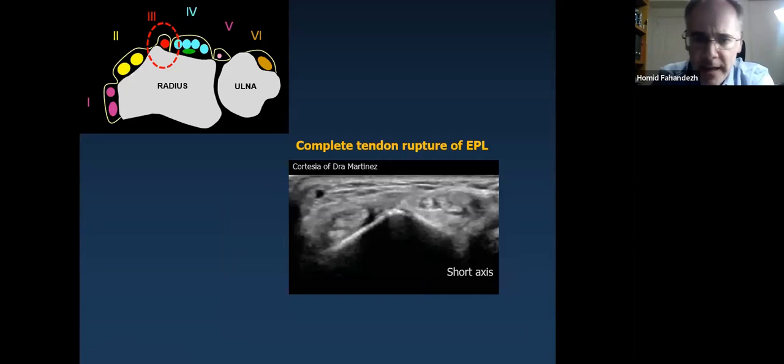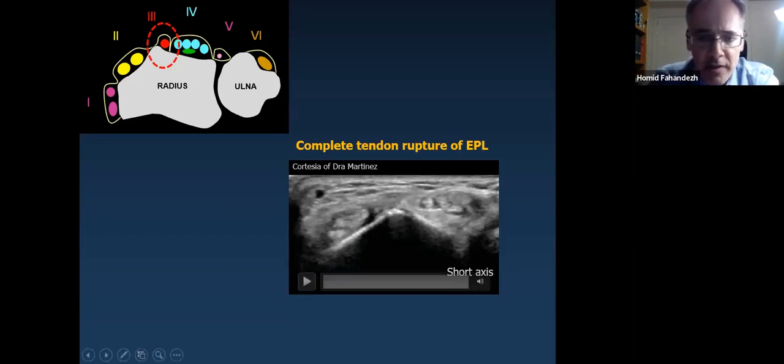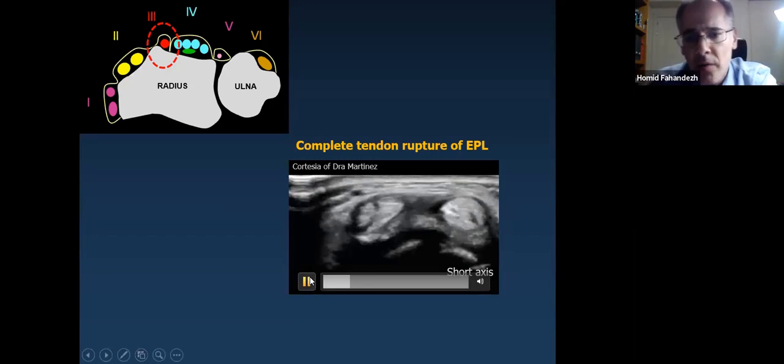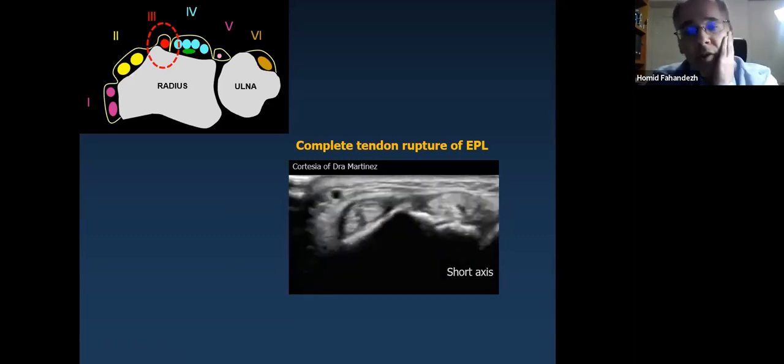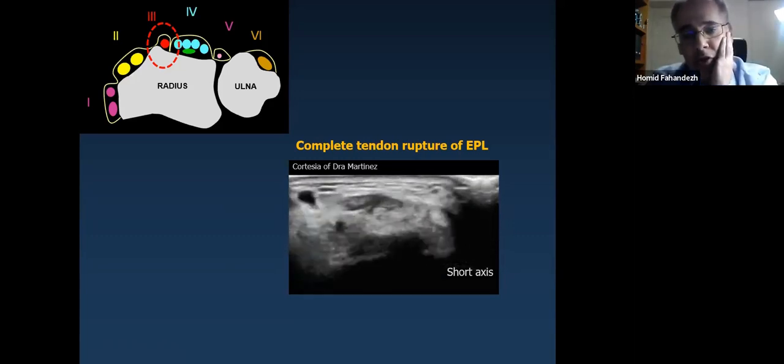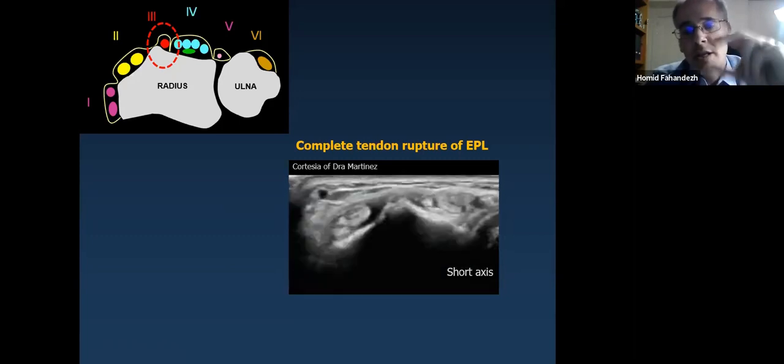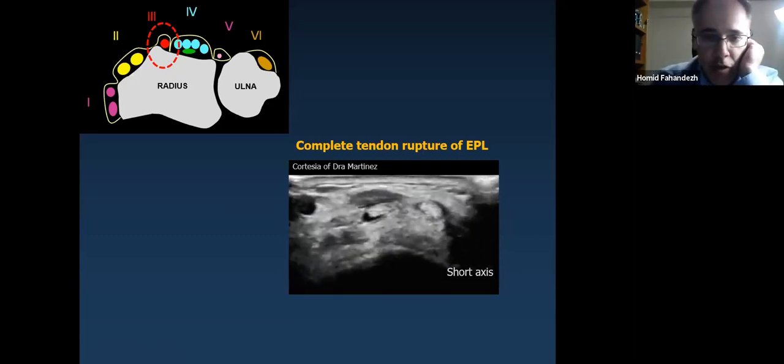Another situation that you can find, this is a case of Dr. Martinez, is a complete tendon rupture of the EPL. To see this, the best way is to look in short axis and long axis. And what you are going to see is that where the tendon should be, there is nothing. And proximally, in this case, there is a thickening of the proximal stump of the extensor pollicis longus when it crosses over the second compartment. So sometimes you don't see the rupture, but you see indirect signs that show that the tendon is ruptured.